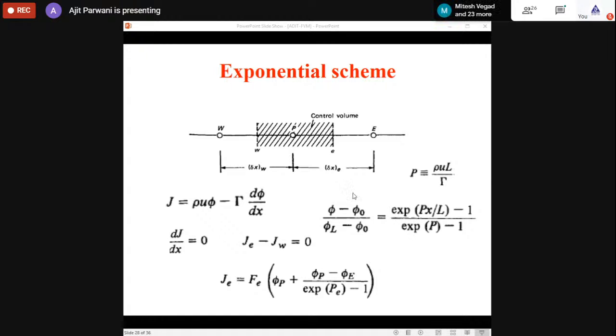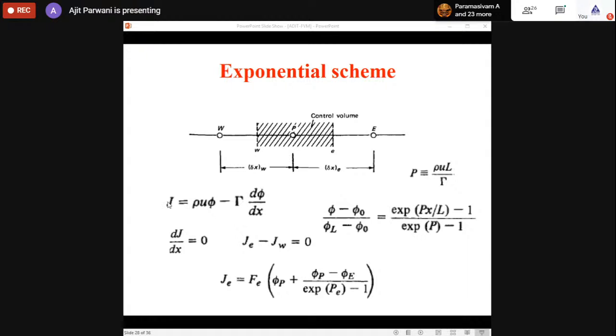We know that the exact solution is of the form of an exponential nature. So this is the exact solution. If we use this in our discretization scheme, then we will have a scheme. The scheme is called the exponential scheme. Now, how will we use this exact solution in our discretization scheme?